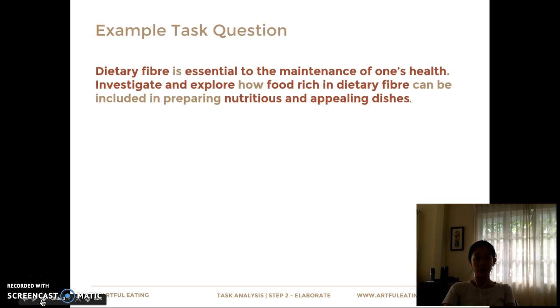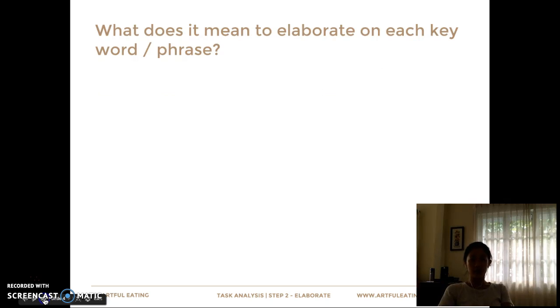So here is your example task question. Dietary fiber is essential to the maintenance of one's health. Investigate and explore how food rich in dietary fiber can be included in preparing nutritious and appealing dishes. So all the dark brown words are obviously your keywords and phrases.